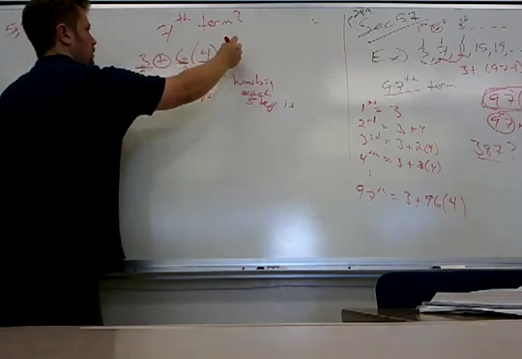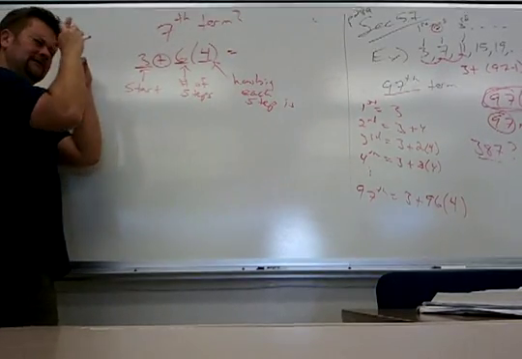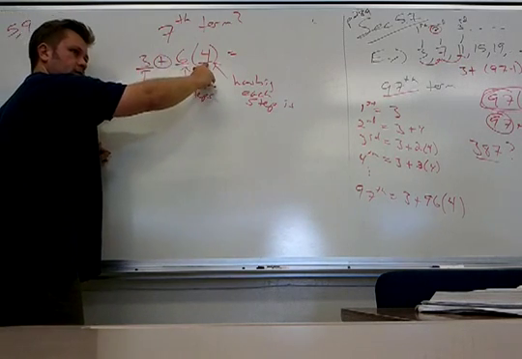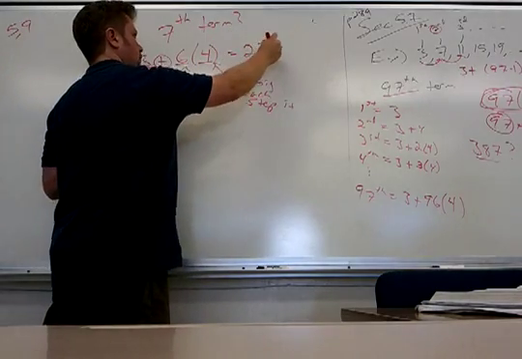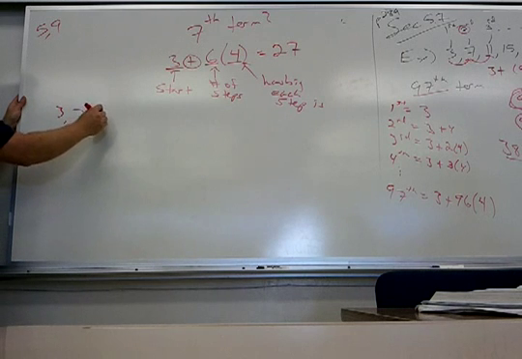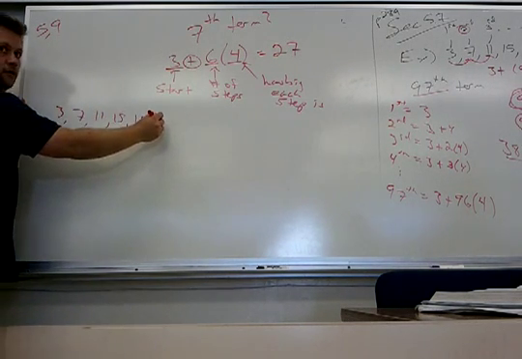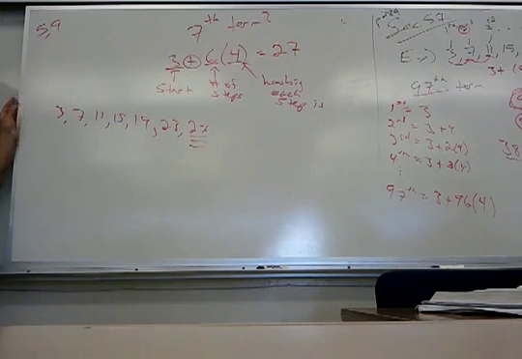So what should this be then? What's 6 times 4? 24 plus 3, 27. Now, how can we check that? What do we have so far? 3, 7, 11, 15, 19. That's the 5th term. The 6th term is 23. Next term, 27. Yay! Right.